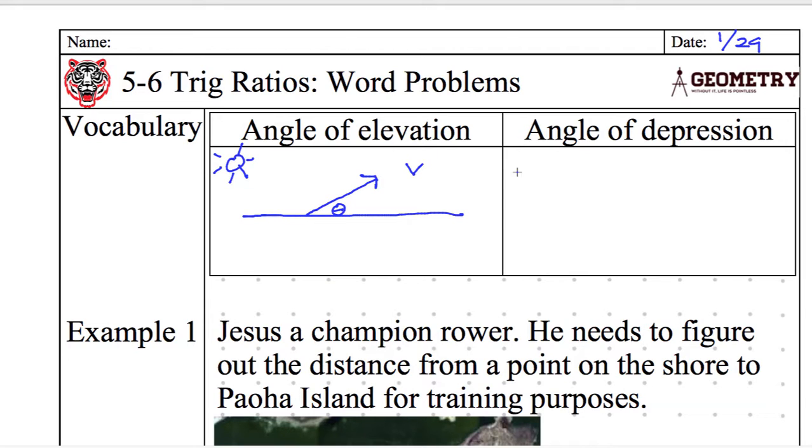However, let's say you're looking down from a building. Let's go ahead and draw a building. You can draw little windows in your building. And let's say you're looking down onto the ground. You're looking down in this direction and the ground level is down here. If you're looking down, this is an angle of depression because you're looking downward.